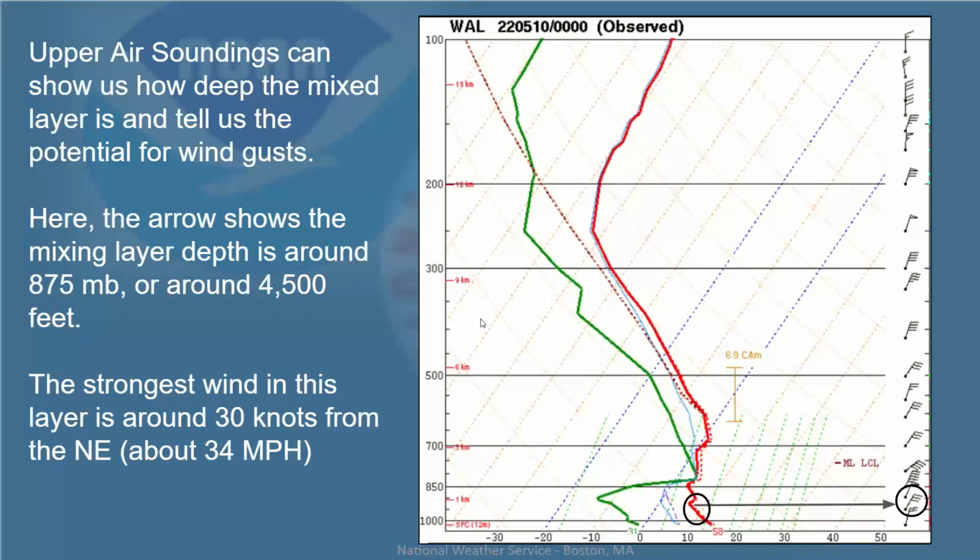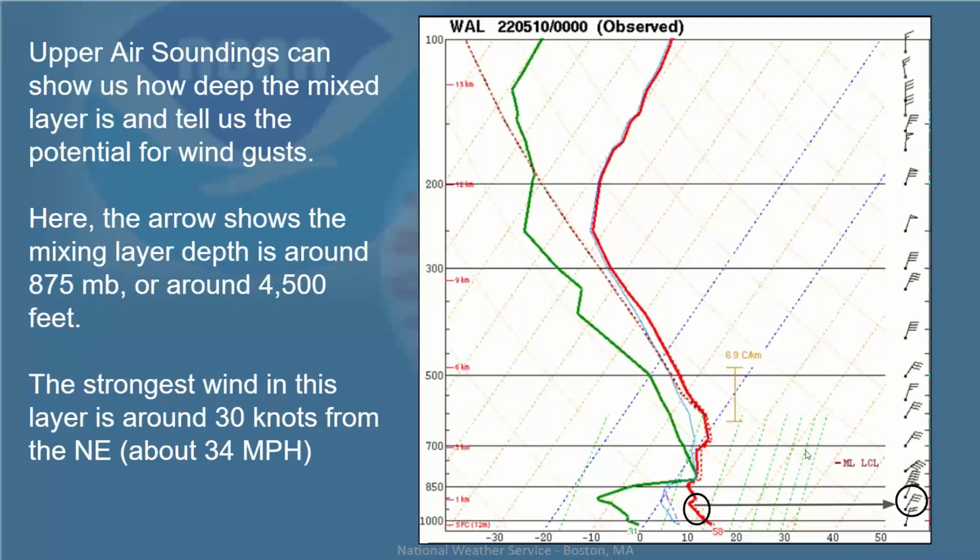So as I mentioned, upper air soundings can show us how deep the mixing layer is and give us the potential for wind gusts. So on this example of a sounding, and again, just to orient everybody here, temperature is on the right. So this is temperature going up with height, and the left is dew point. So we look at the temperature, and we look for where it decreases with height and then stops and suddenly goes up. This is called your inversion height. So in this case, the inversion height is around 875 millibars on the left. That equals about 4,500 feet. And the strongest winds in this layer is about 30 knots here, which I've circled from the northeast. So that's telling you your gust potential is about 30 knots or 34 miles per hour.